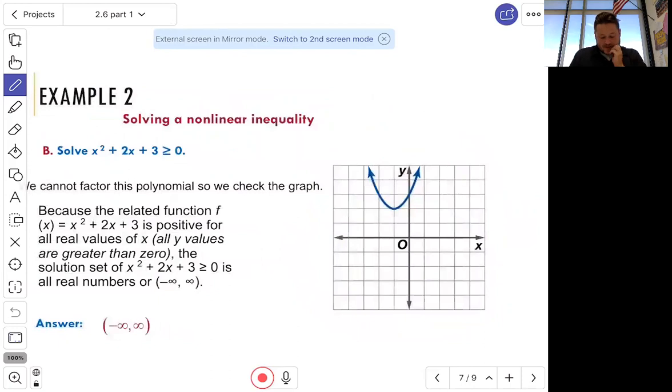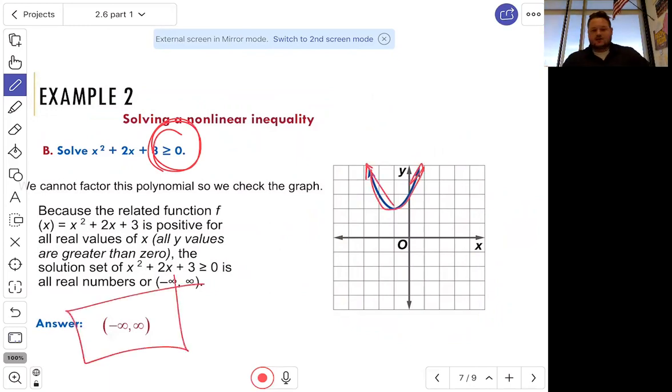Moving on to the next question, kind of the same thing, but this one is asking, where is this function greater than or equal to 0? Well, if you notice here, the entire thing has a y value that's greater than 0. So your answer would just be -infinity to positive infinity. So that's some of those questions where you might not be able to factor, but you can go ahead and graph and use your common sense.